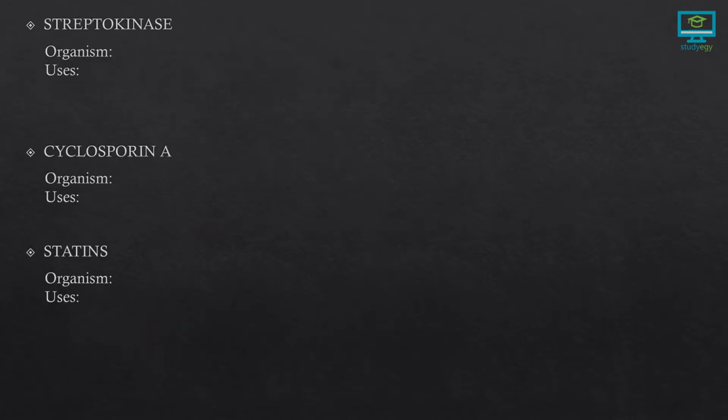Now coming to streptokinase. Streptokinase is extracted from a bacterium called Streptococcus. The main use of streptokinase is as a clot buster. This clot buster removes blood clots from patients who have undergone myocardial infarction, that is heart attack. To remove that particular blood clot from the blood vessels, they provide streptokinase to the patients.